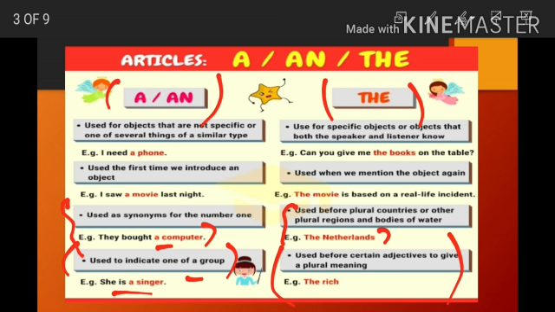Used before certain adjectives to give a plural meaning. So the we can use before any kind of adjective to give a plural meaning. What do you mean by the rich? Rich is an adjective and before rich we have used the. The rich मतलब वो एक certain टाइप के बारे में बता रहा है, ठीक है. The rich वो जो कि बहुत पैसे वाले हैं, तो एक certain kind of group के बारे में यहाँ पे बोला जा रहा है. Understood.